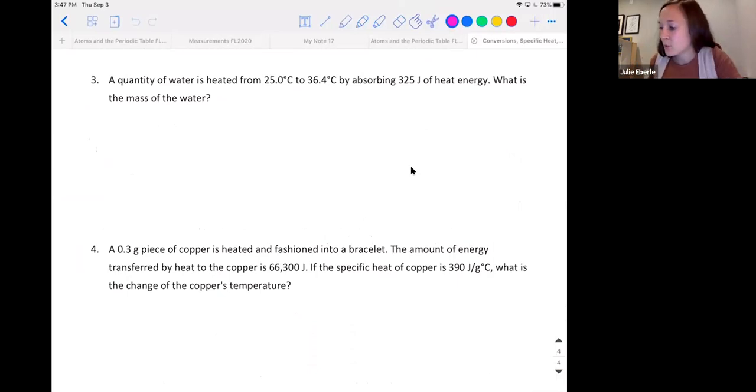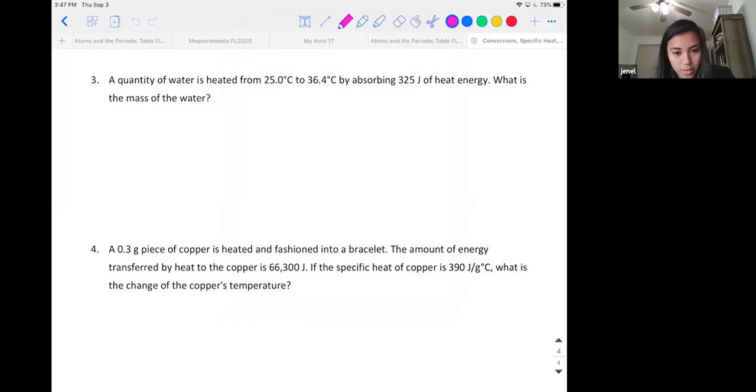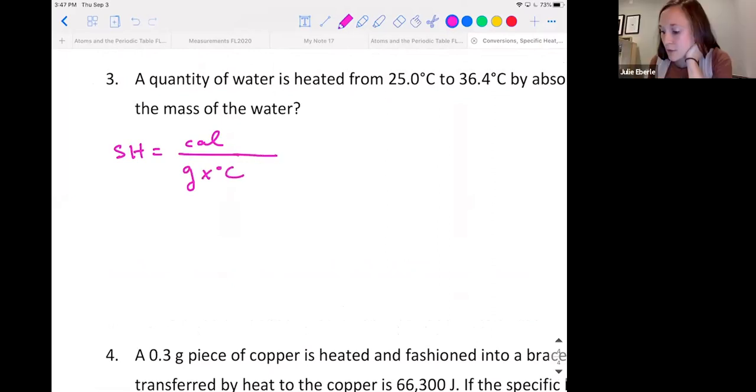So first off, we have several of y'all still here, can someone tell me what equation we need to be using for this? And if you don't know, it's in our lecture slides, the slides where we talked about energy and specific heat. What is that equation? Specific heat equals calories divided by grams times degrees Celsius. Now remember, it can be calories or it can be joules.